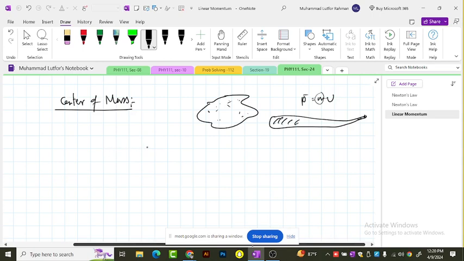Let us start with the center of mass for the point mass distribution. Let's say this is the mass m1 and m2. Then we have the general idea that the center of mass of these two objects would be at the midpoint if m1 and m2 are equal, right? Center of mass would be at the midpoint.